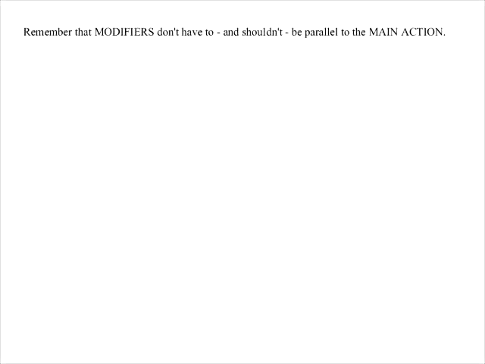Remember that modifiers don't have to be parallel to the main action. So in this construction, Joe ran down the street, flapping his arms wildly. This is a perfectly valid sentence construction. Give me the smiley face if you've seen this type of construction before.